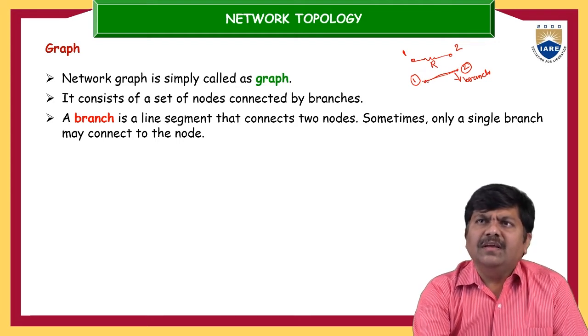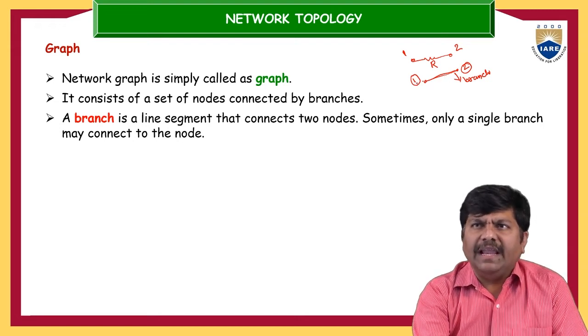Here the branch is the solid line which exactly represents the actual physical elements. This solid line is also called a branch. This branch connects two nodes, a pair of nodes can be connected. So that solid segment is nothing but the branch.